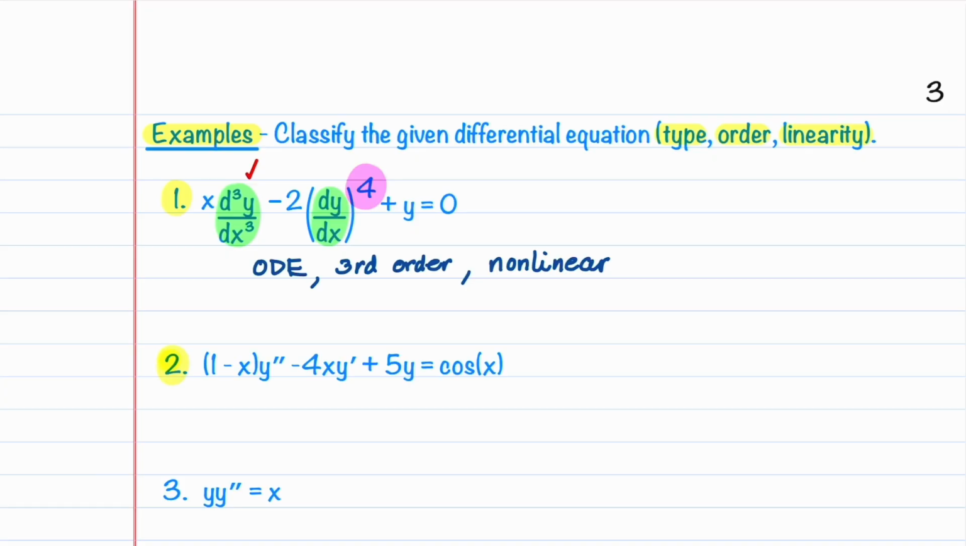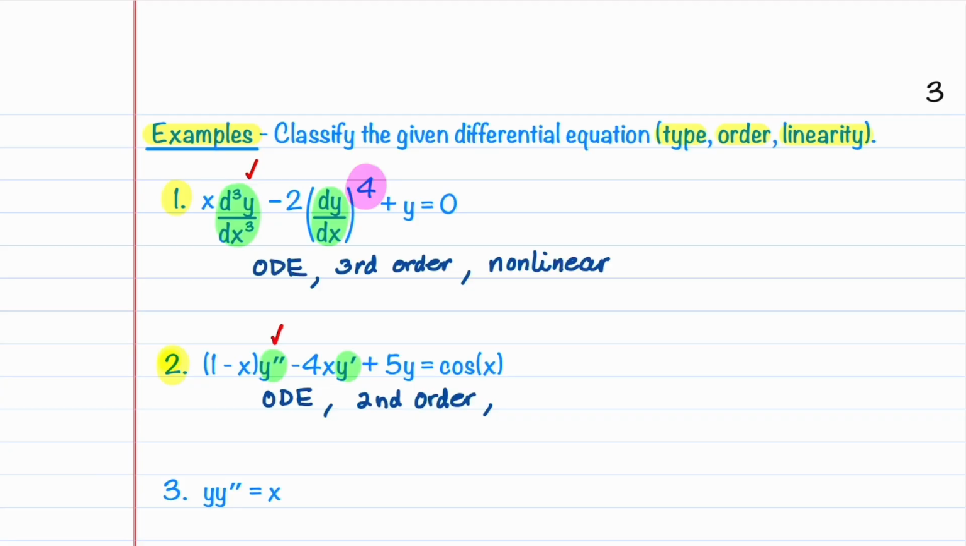In this example, we have ordinary derivatives, y double prime and y prime. So this is an ODE. The highest order derivative is a second derivative. So this is a second order differential equation.